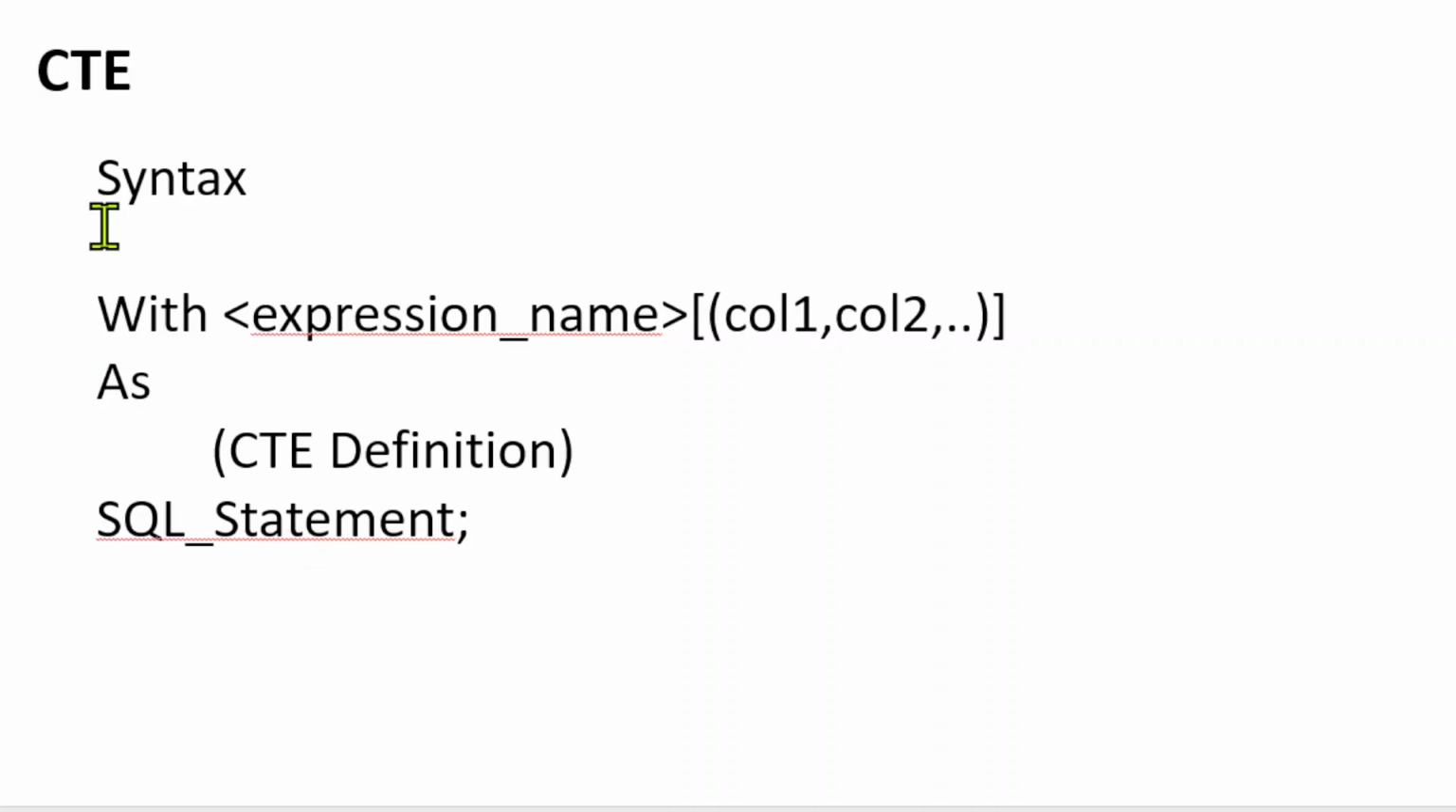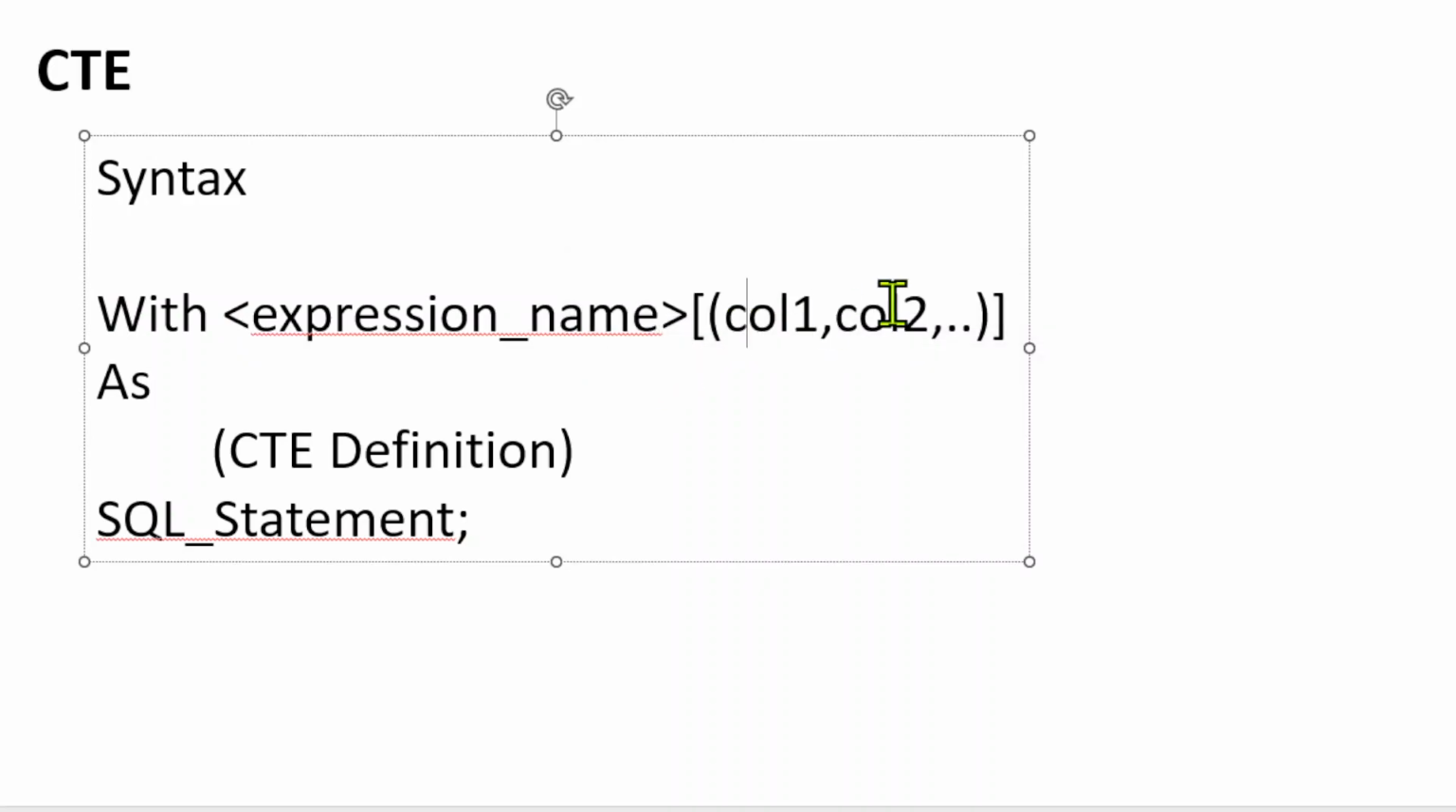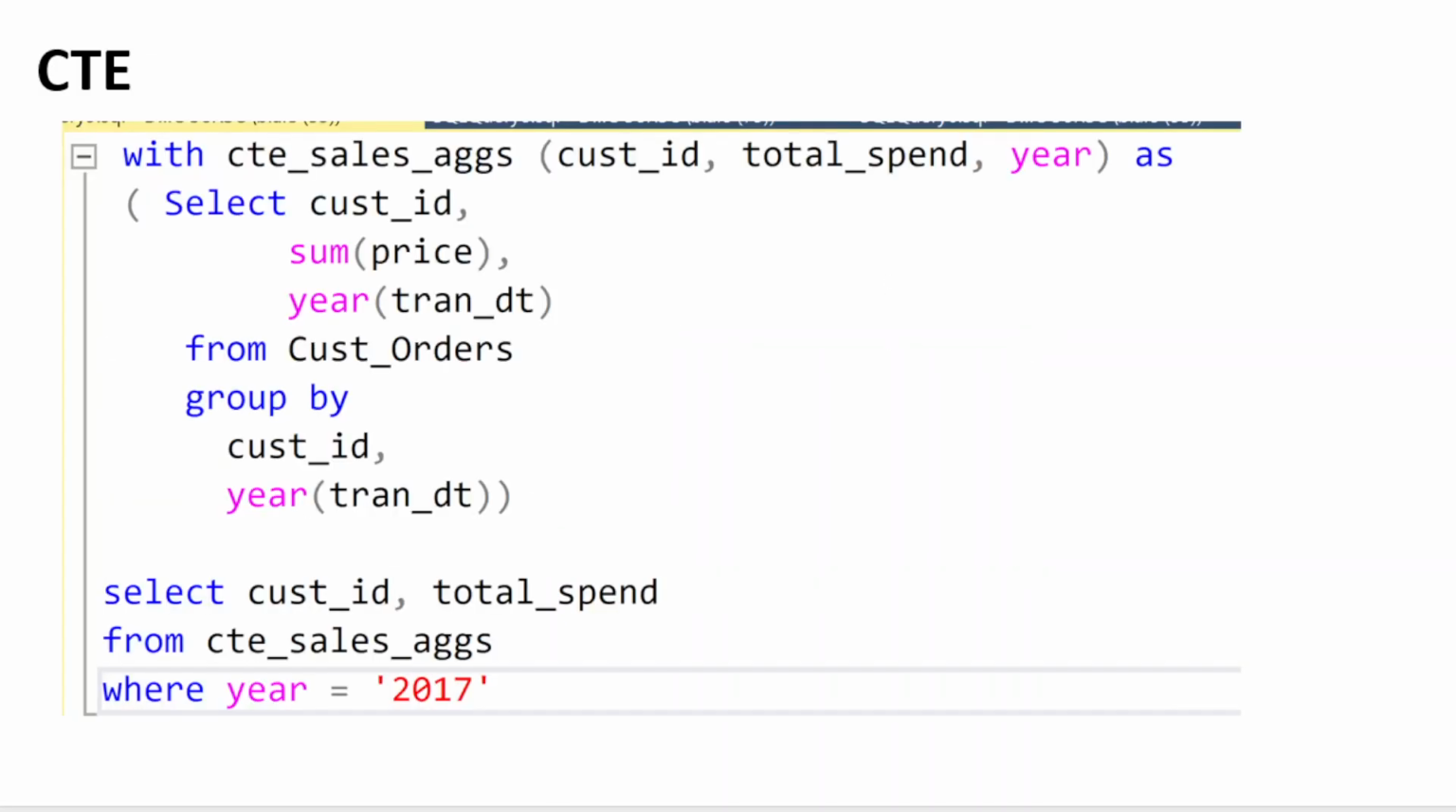So the syntax works like this. This is just an expression name you give it, and you're going to list the columns. You're going to say as, you're going to define your CTE, and then you're going to have a SQL statement. All right, let's see it. It's a lot easier to explain.